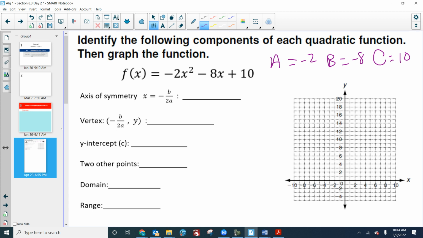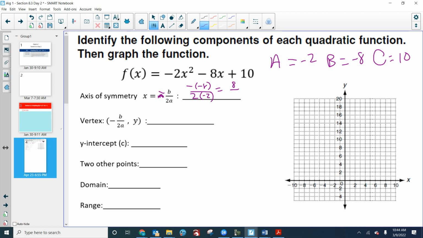Now, axis of symmetry, also might be called line of symmetry. Remember what the formula is? Remember we put the negative up there. Negative B over 2A. What's opposite of our B? It's opposite. Okay, so it's really this. 2 times A is this. So what's the opposite of -8? Okay, so we got this.